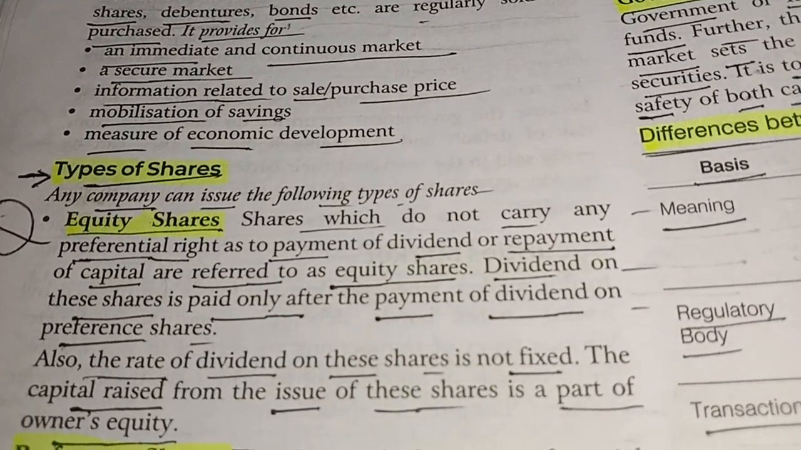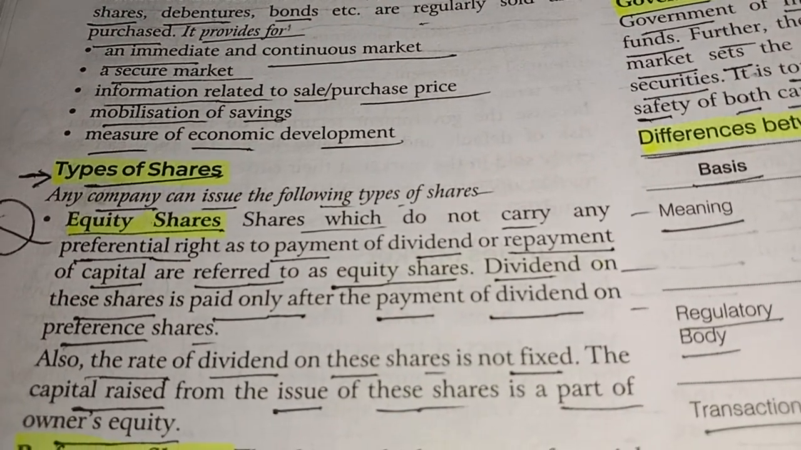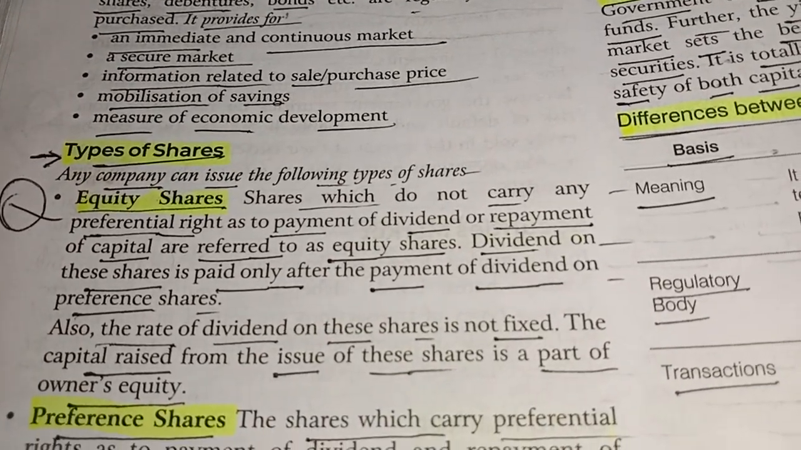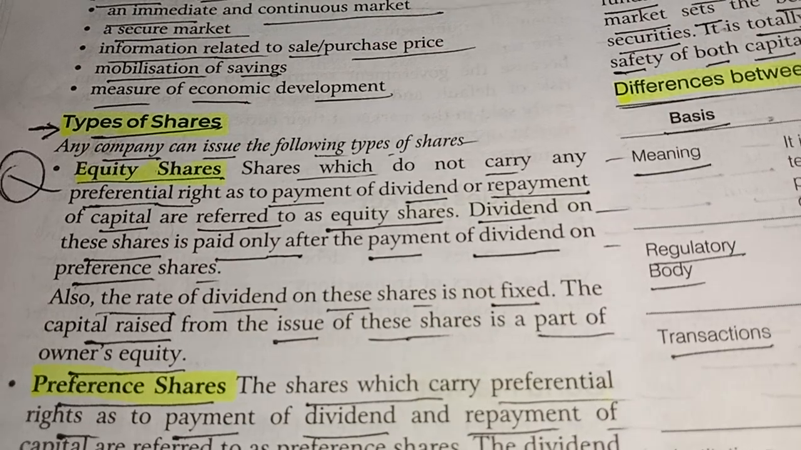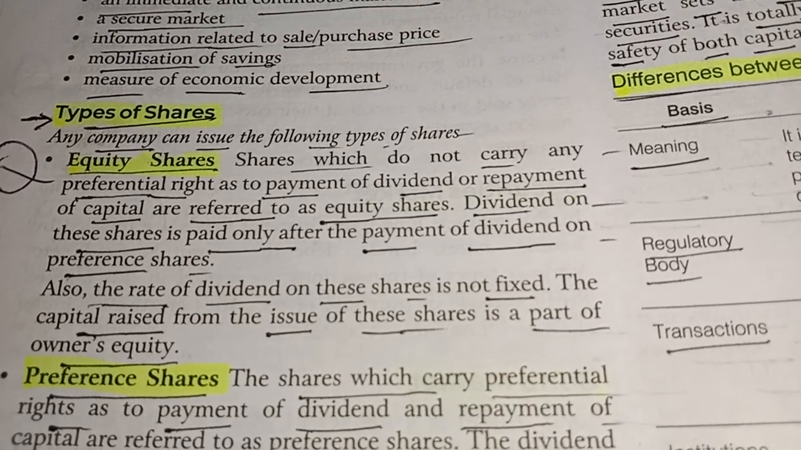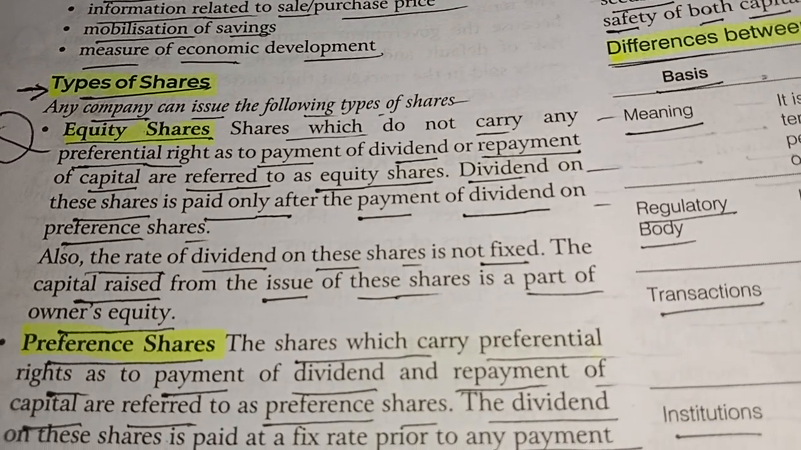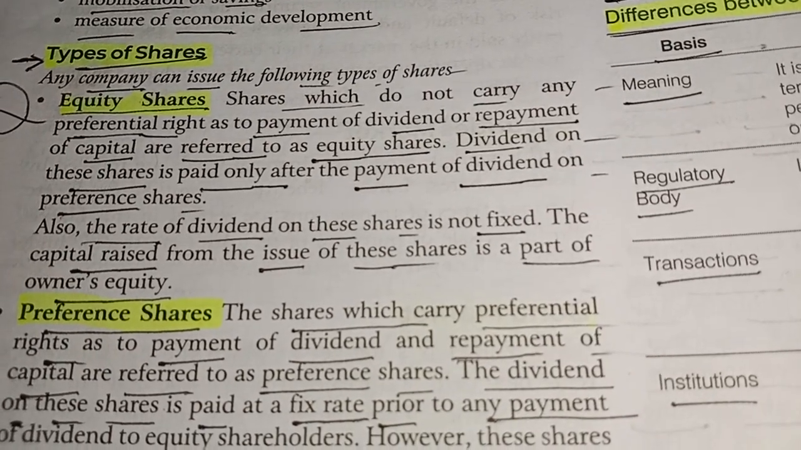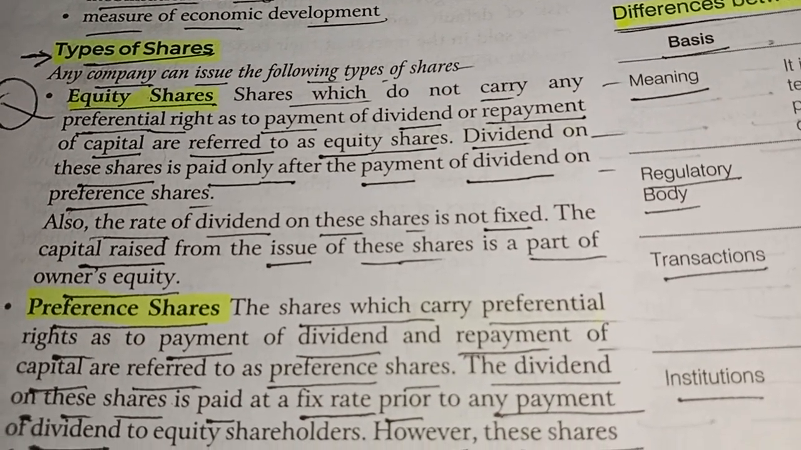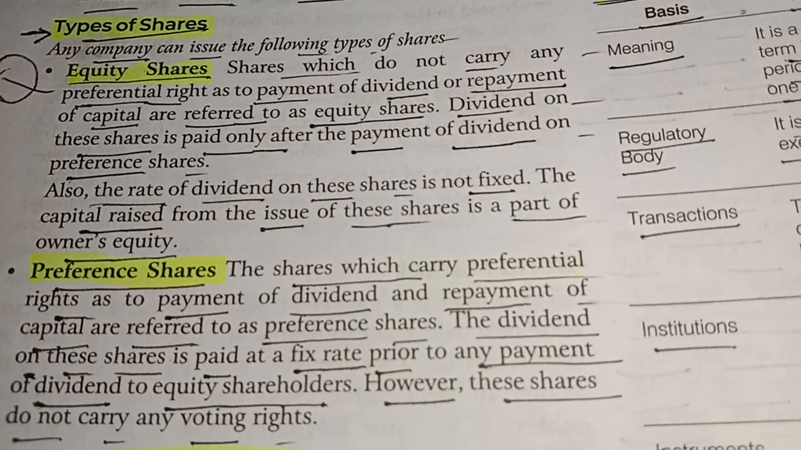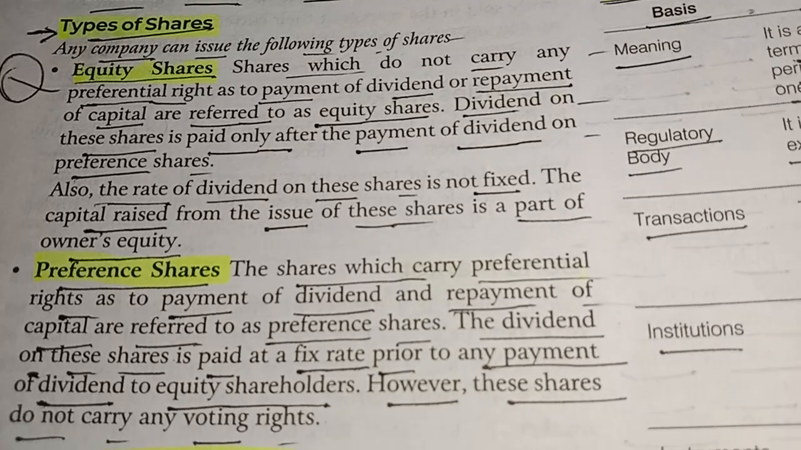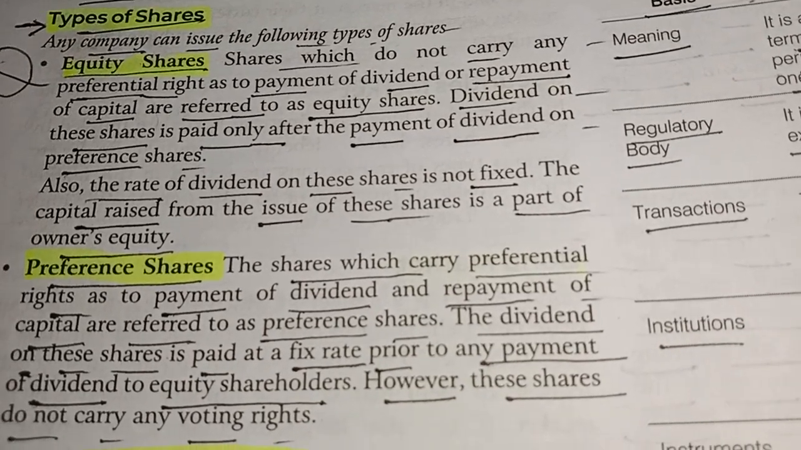Any company can issue the following types of shares: equity shares. Shares which do not carry any preferential right as to payment of dividend or repayment of capital are referred to as equity shares. Dividend on these shares is paid only after the payment of dividend on preference shares. Also, the rate of dividend on these shares is not fixed. The capital raised from the issue of these shares is a part of owner's equity.